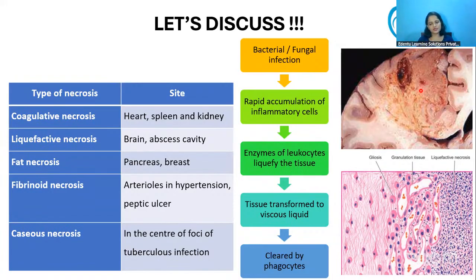And this tissue is further cleared by the phagocytes also. So this is what is happening in liquefactive necrosis. You can see lots of inflammatory cells in the area, and along with that granulation tissue and glial cells will also be there. Since it's a brain, glial cells will also be seen.